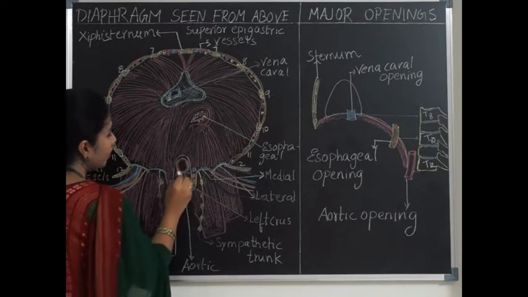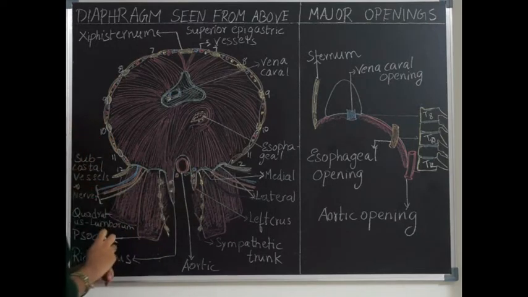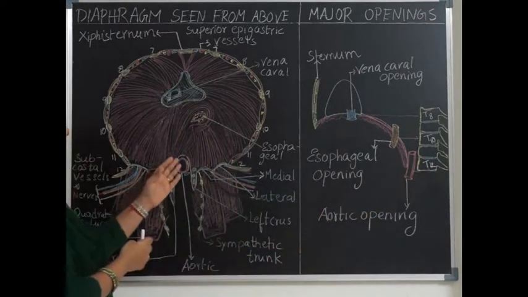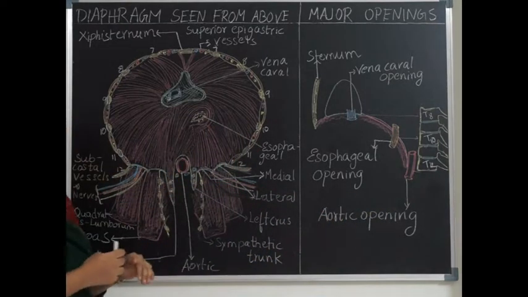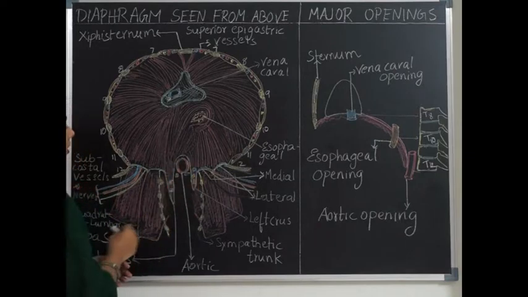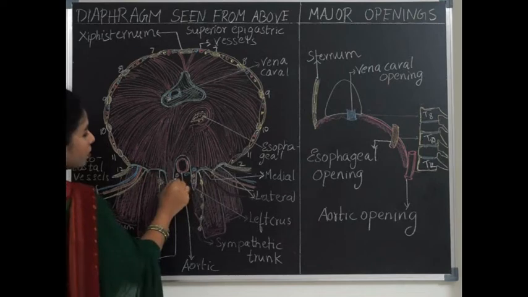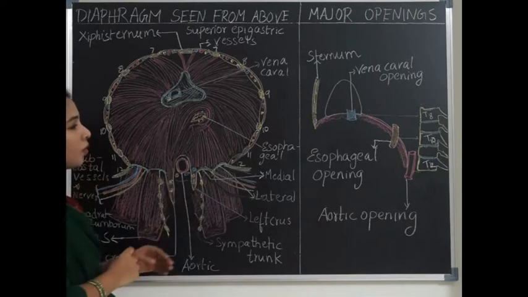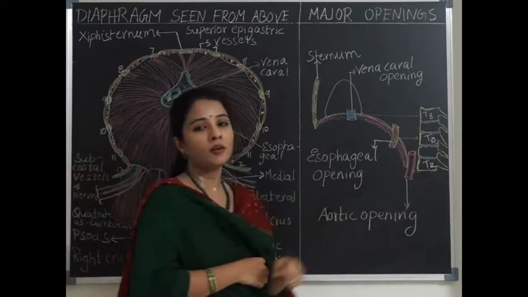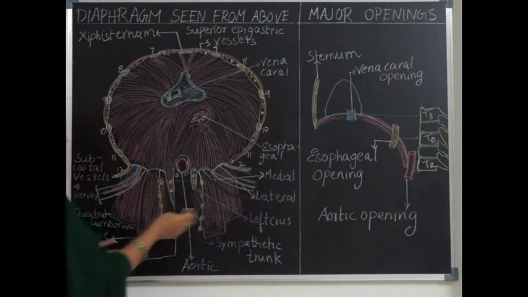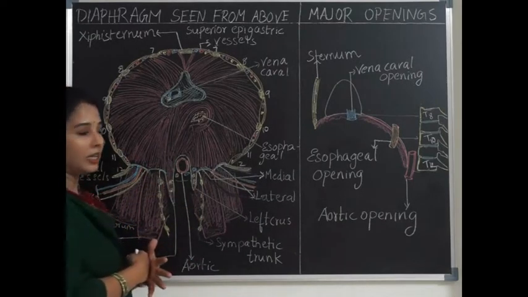Next we shall see about the aortic opening. The aortic opening is present at the level of thoracic 12th. The aortic opening is completely behind the diaphragm. It is out of the diaphragm. Anteriorly it is related to the median arcuate ligament, and posteriorly it is related to the lower border of the T12 vertebra. On either side it is related to the right and left crus of the diaphragm.